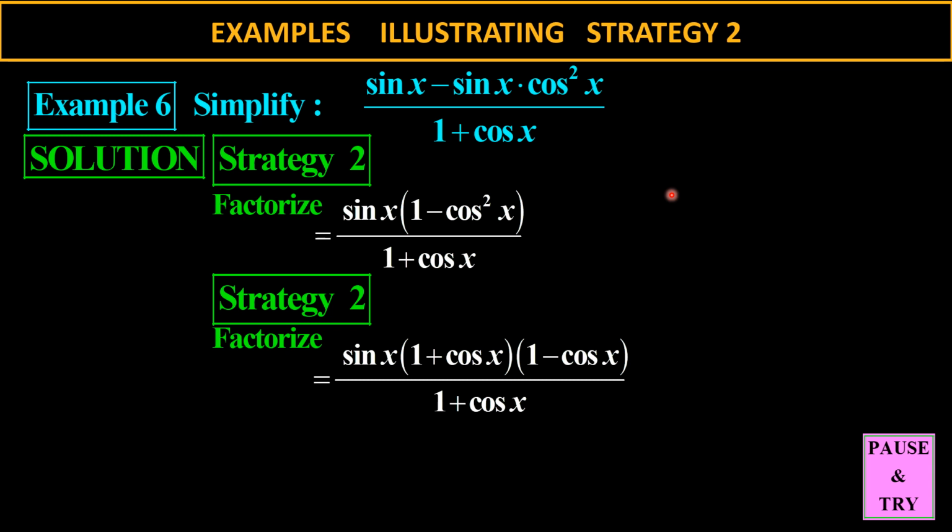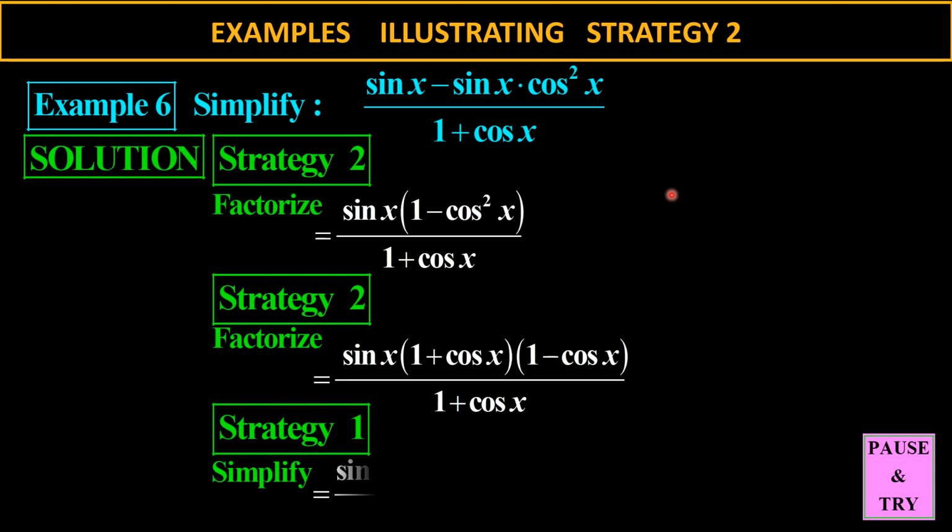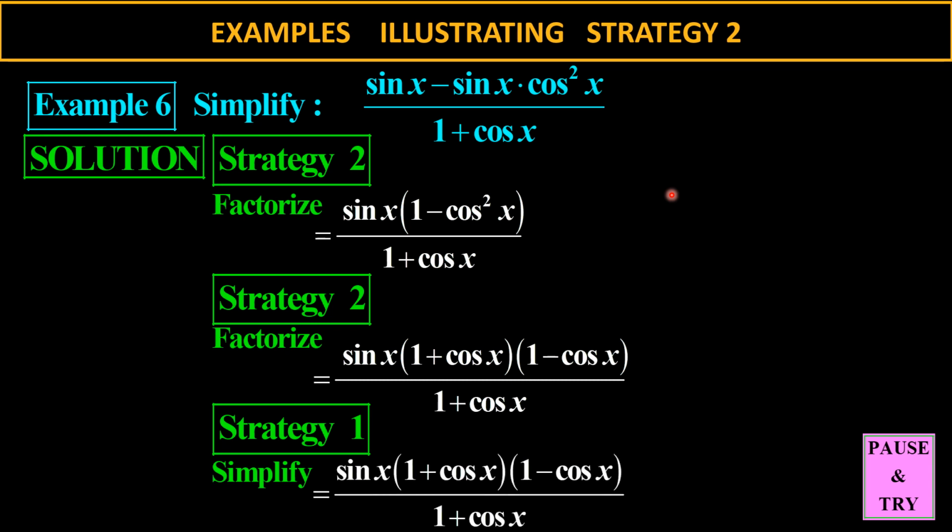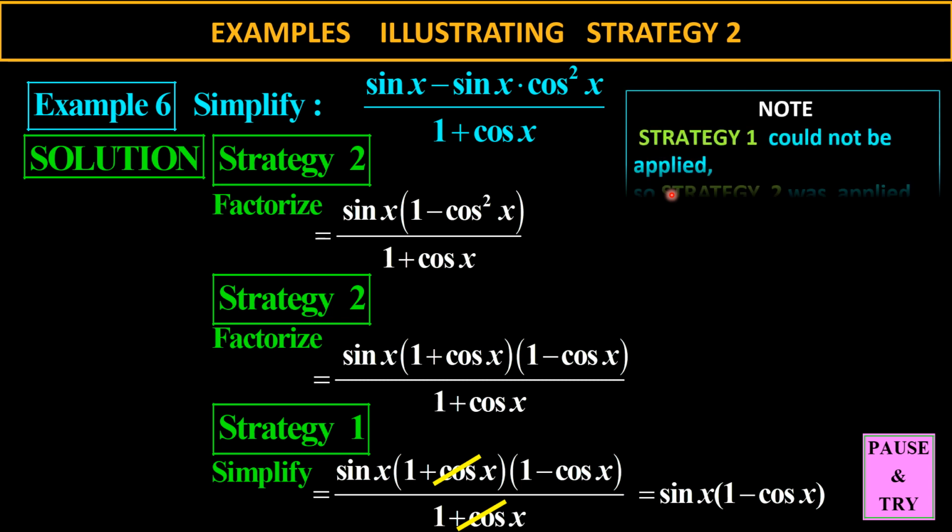Like terms, can I cancel or what? Yes, we notice we can cancel. You can simplify by cancelling. What can I cancel? 1 plus cos x with 1 plus cos x. And there I have my solution. Okay. So always when you finish a particular step, go back to strategy 1.